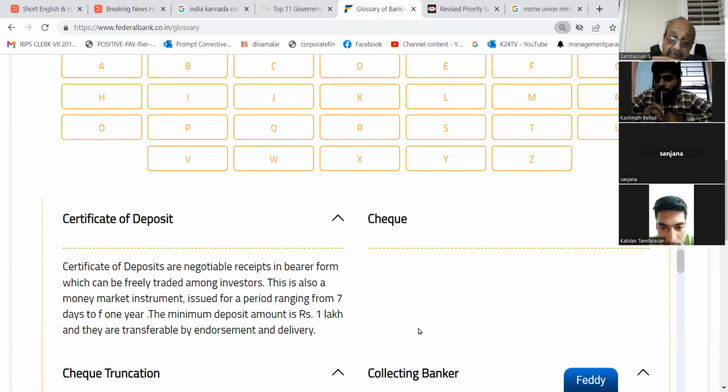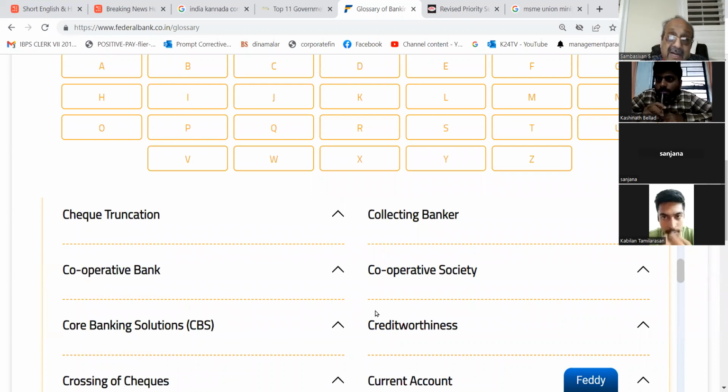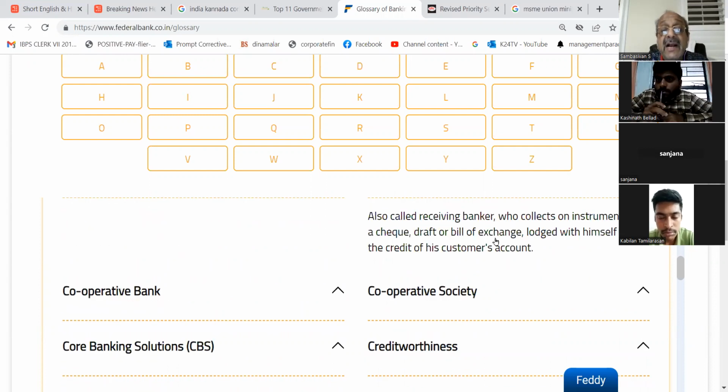Certificates of deposit are negotiable receipts in bearer form, which can be freely traded among investors. This is also a money market instrument issued for a period ranging from 7 days to 1 year. The minimum deposit amount is rupees 1 lakh and they are transferable by endorsement and delivery. The only problem in this case, it is not like fixed deposit. Fixed deposit is not transferable. But in fixed deposit, there is no need for stamp duty. Whereas in the case of certificate of deposit, the bank which is issuing it has to pay stamp duty.